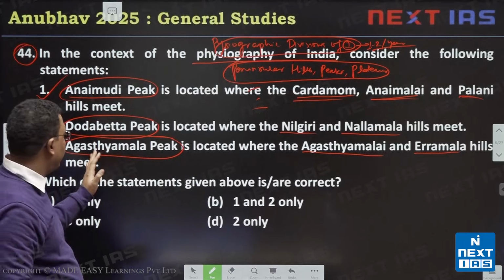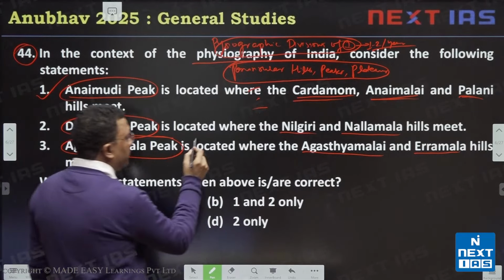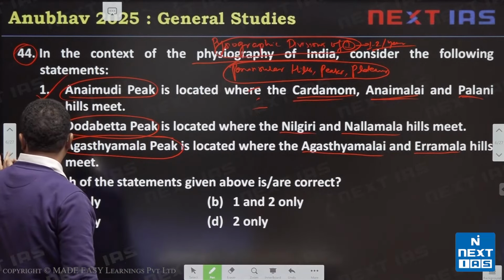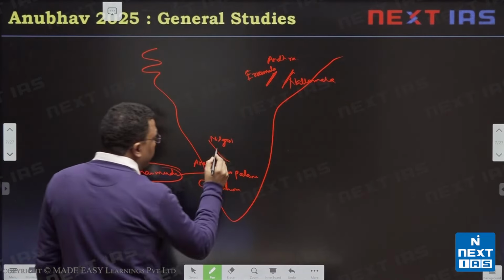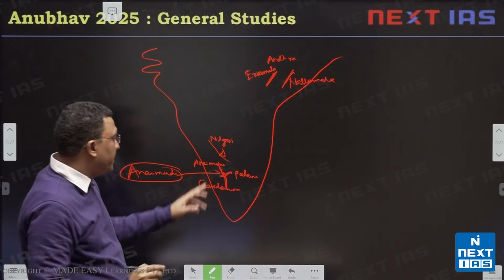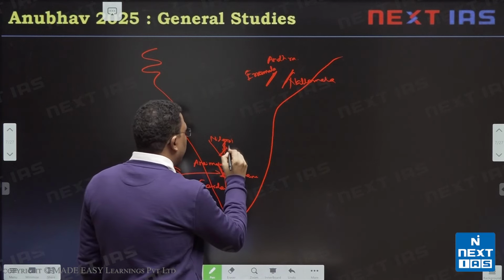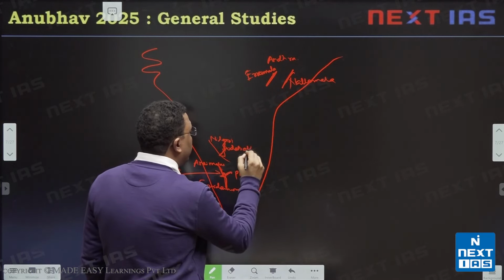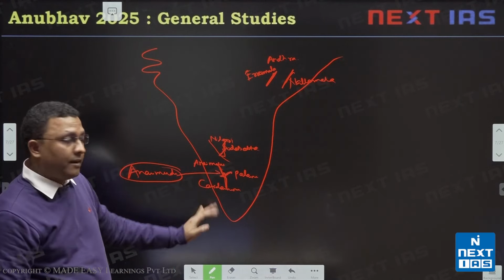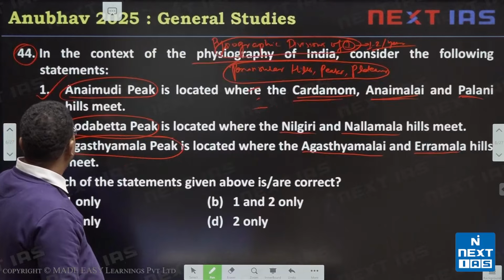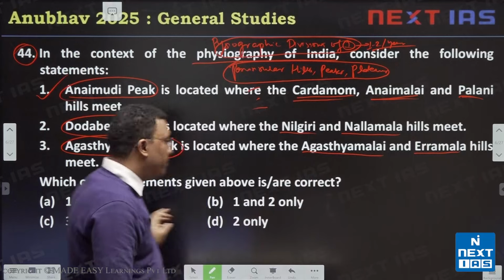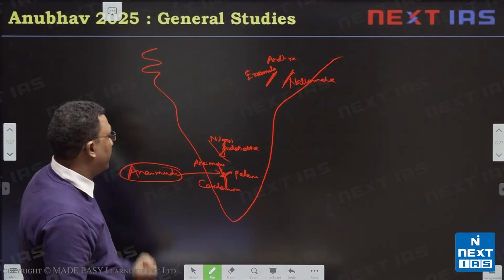Now let's see the second statement. It says Doda Betta peak is located where Nilgiri and Nallamala hills meet. Let's see if it is correct or not. Doda Betta is a peak on Nilgiri, and in fact this is the highest peak of Nilgiri. It is the second highest peak of the Peninsular Plateau, right? But the statement says Doda Betta peak is located where Nilgiri and Nallamala hills meet, right? But this is not correct.